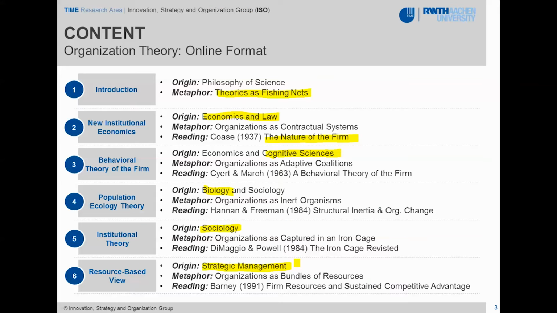So overall, we have 6 distinct sessions. The first session will take a meta perspective. And then we have 5 sessions on 5 theories. And these 5 theories have very different disciplinary origins and are hence highly complementary, I find, in terms of understanding the multiple facets of organizational life.